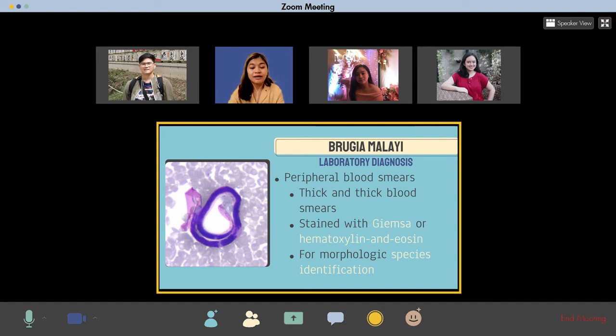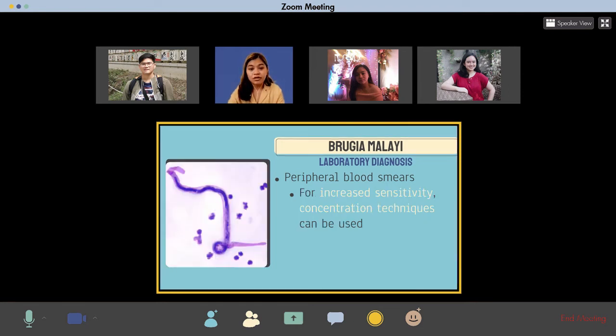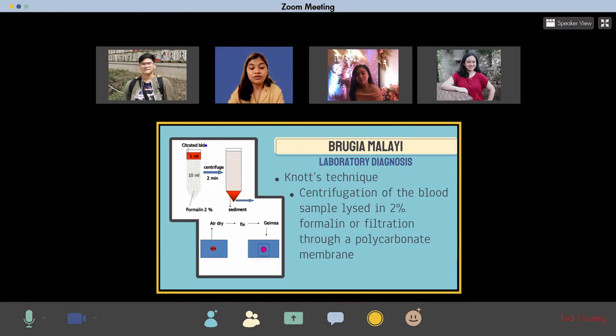So one method is the peripheral blood smear, which includes the thick and the thin stain with Giemsa or hematoxylin and eosin, and this is for the subsequent morphology and species identification. So for increased sensitivity, concentration techniques could be utilized. The Knott technique uses 2% formalin, and this is done by centrifugation of the blood sample lysed in 2% formalin or by filtration through a polycarbonate membrane.